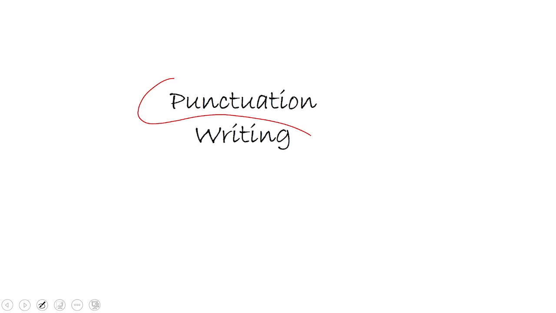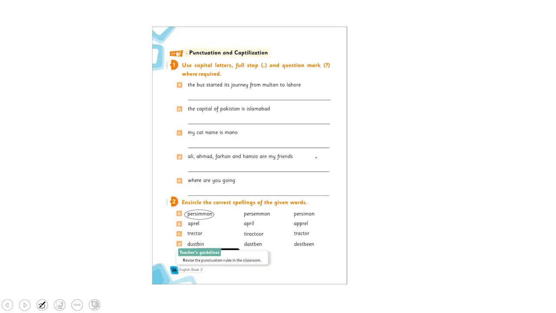Punctuation and writing. Punctuation topics are given from the easiest to the difficult one. For example, full stop, question mark, commas, capitalization, exclamation mark, etc. with definition, examples and assessment.